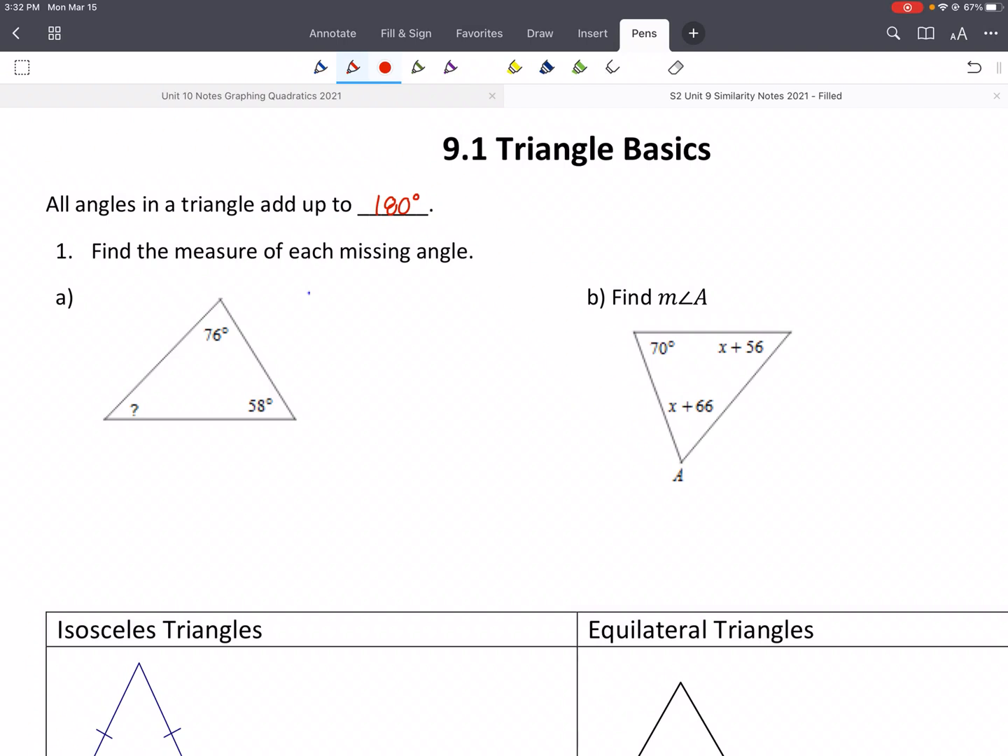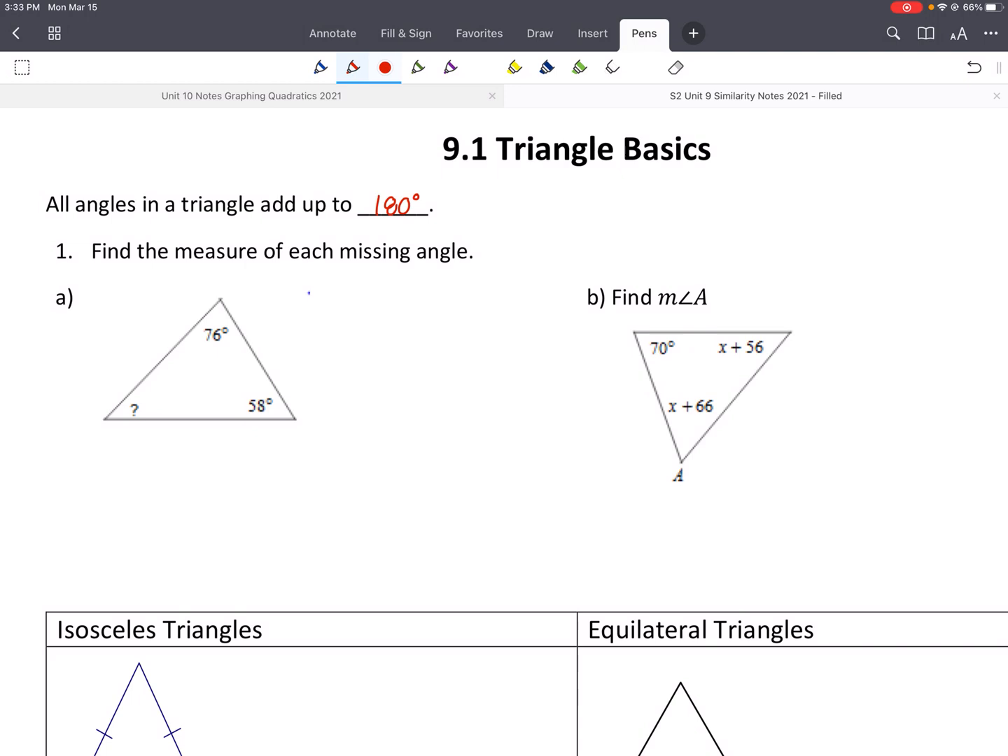9.1 Triangle Basics. Okay, so a lot of the stuff we're covering today is review. So you've covered this before, just a reminder before we get into new stuff. So first off, let's talk about the angles of a triangle. The angles of a triangle have to add up to give us 180 degrees, always. So if we know that, and if we're missing one of the angles, we can easily find what it is.